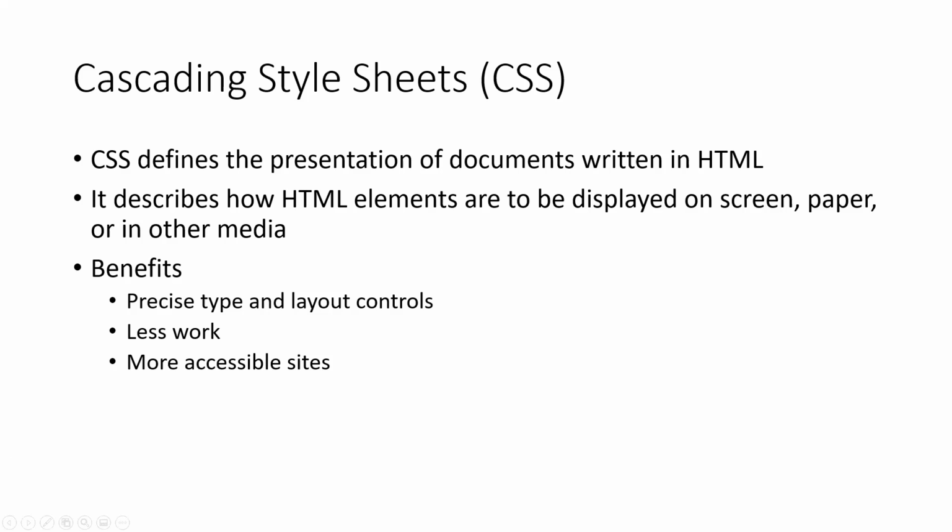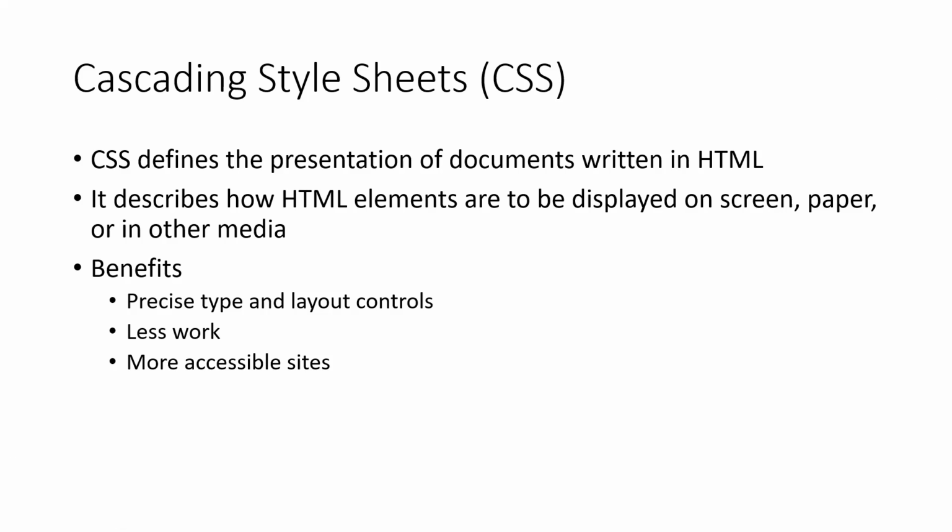Before we start the CSS, that is the Cascading Style Sheets, where we can work on what we call the presentation of documents. That means the visual appeal, how things should be displayed on screen, paper, or other media. You can define this using Cascading Style Sheets, or CSS.